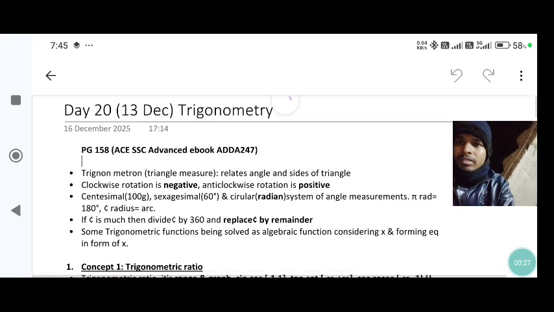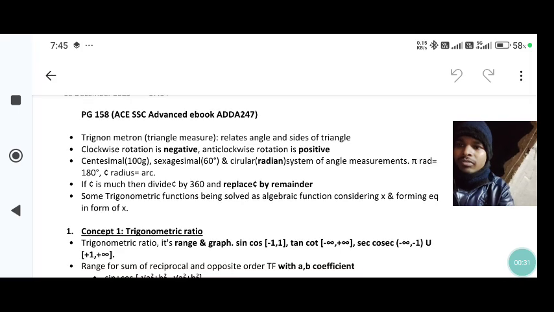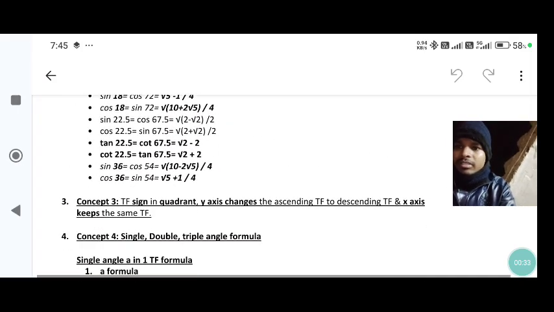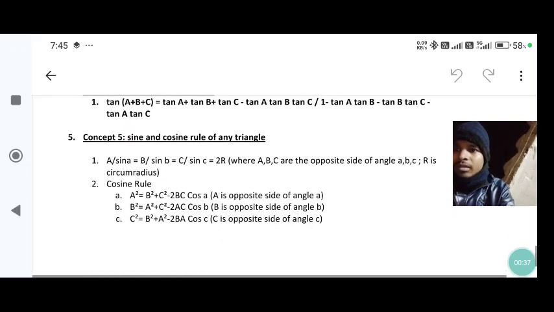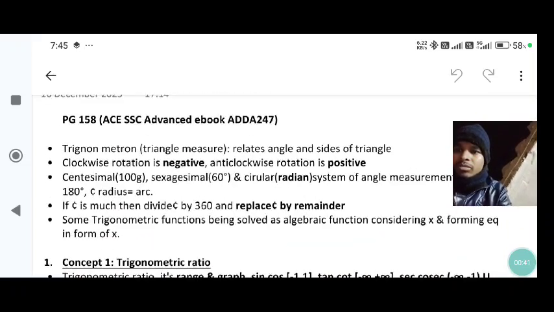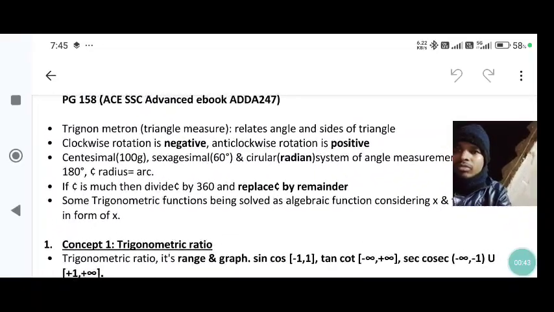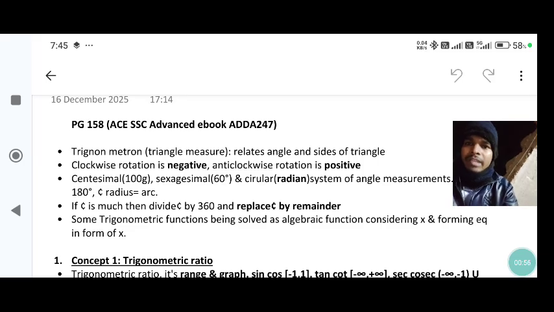Here is a list of points discussed first of all, and then there are a total of 5 concepts, including some formulas. Let us have a brief overview of some points discussed over here. Trigonometry basically measures the triangle. It relates the angle and the sides of the triangle.